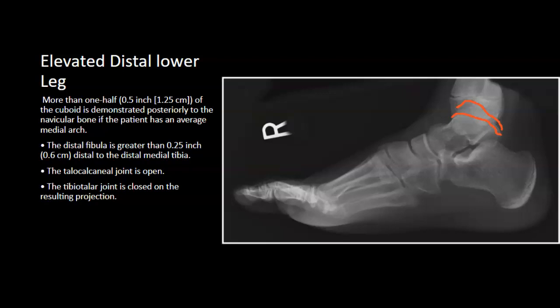More than half of the cuboid down here is in profile, so we have some elevation issues. The distal fibula is greater than a quarter-inch distal to the medial tibia. So you can see that this fibula went in the opposite direction here. And the talocalcaneal joint is open, and the tibiotalar joint is closed. So in order to correct this image, we need to reposition the patient so that the distal lower leg is depressed enough to open that tibiotalar joint space.